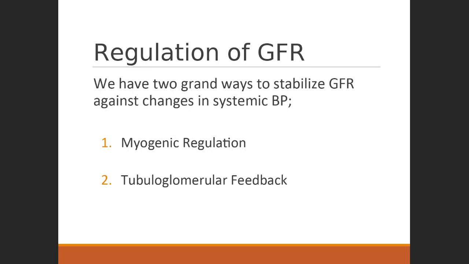The second mechanism we have is tubuloglomerular feedback. Tubuloglomerular feedback looks at changes in GFR that would have been secondary to blood pressure changes. And the mechanisms of our tubuloglomerular feedback work to counter those blood pressure changes. So already I want us looking at these as mechanisms that are in parallel and supporting each other. We have to stabilize GFR against changes in blood pressure.